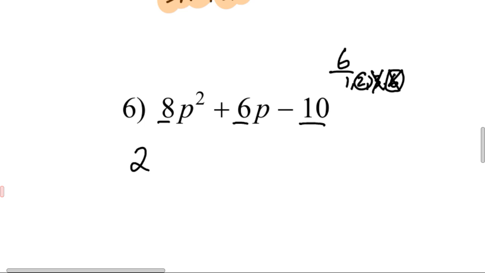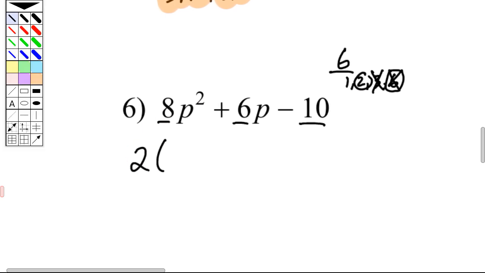And how about the variables? He's got 2 p's, he's got 1, so right now I can take out 1, but does he have a p? No. Remember, they all need to have it in order to be considered a common factor. So right now, the GCF is just a plain old 2.